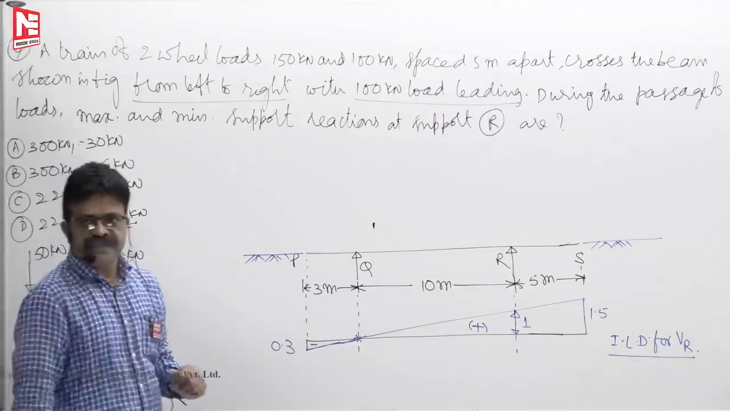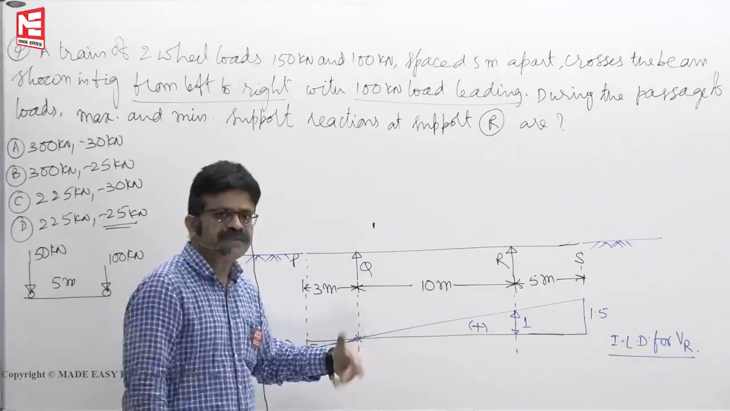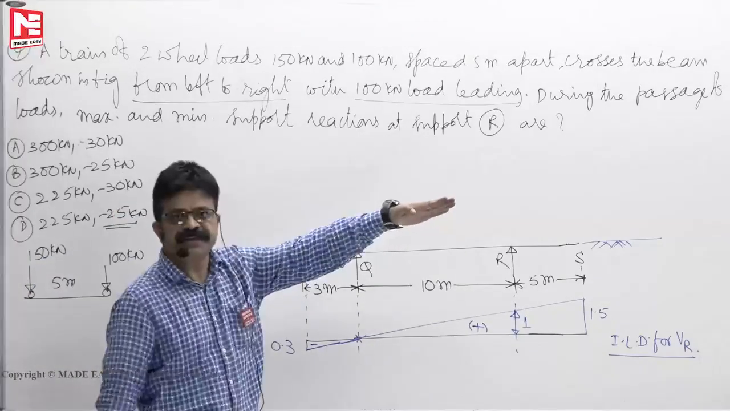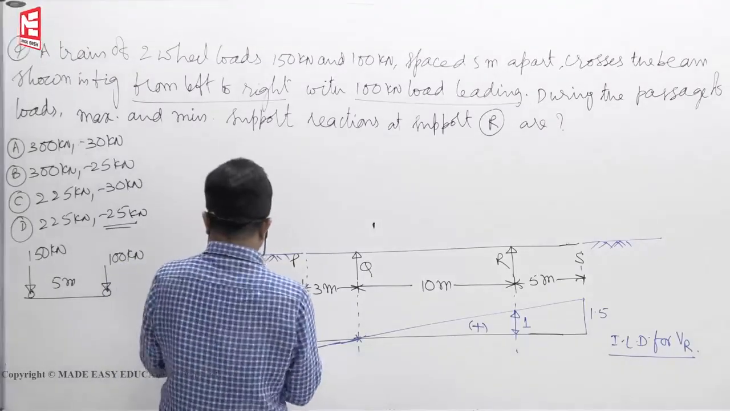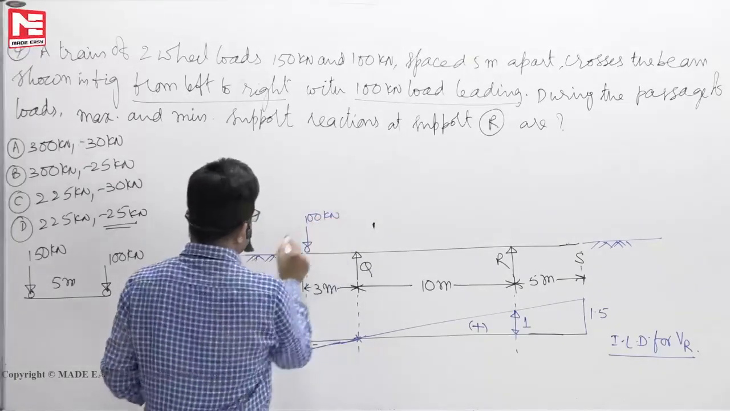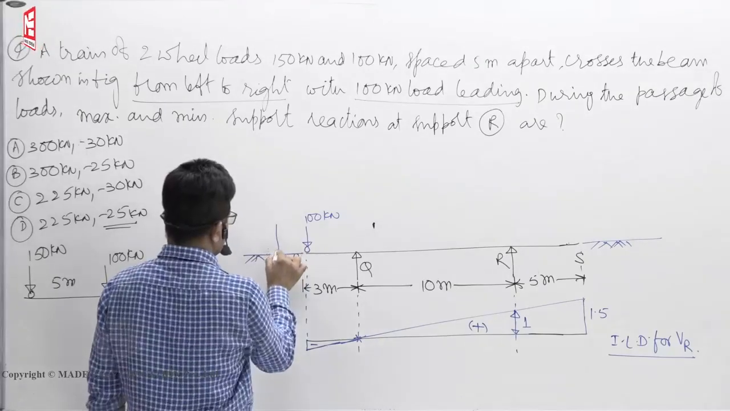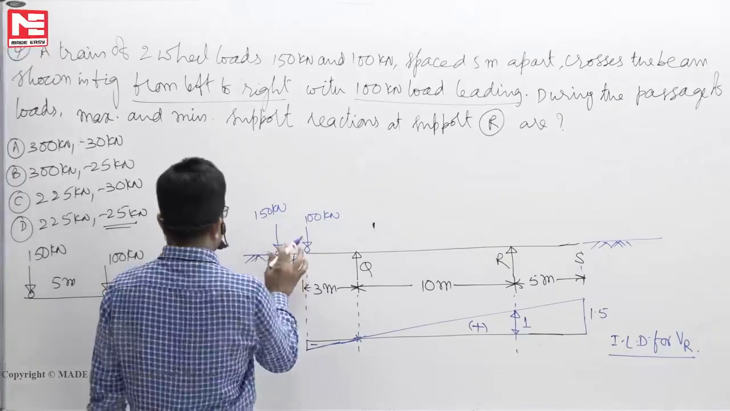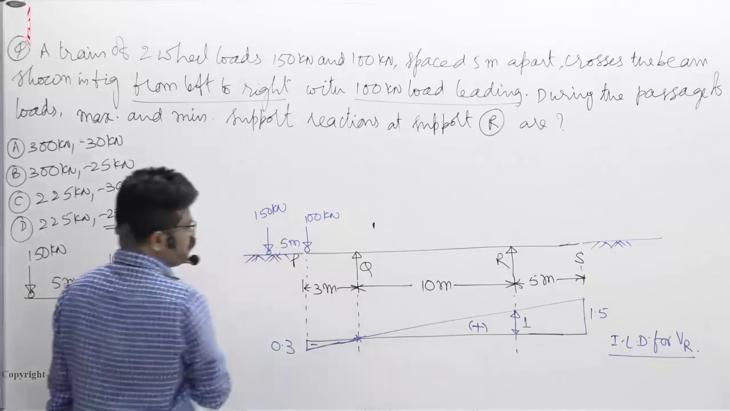So first you have to draw the ILD. This ILD will tell you where to keep the load to get the minimum reaction and also the maximum reaction. So this 150 and 100 load system is going on the bridge. When they are moving, first who will enter the bridge? Here. First 100 will come here. When 100 enters the bridge, 150 will be here. 150 kilonewton, the spacing is around 5 meters. Okay, we'll keep it somewhere here. This is the first possibility.